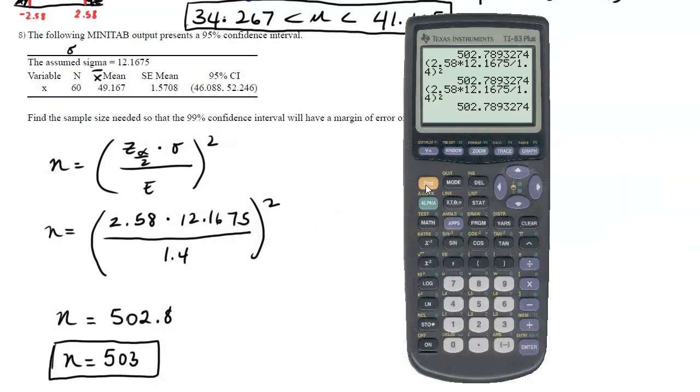If I do this problem and use 2.576 as my Z alpha over 2, times 12.1675 divided by 1.4, and then square that, I get 501.23, which rounds up to 502. So that's the discrepancy in that unit. If you round to 2.58, you'll get 503. If you use 2.576, you'll round to 502. So that's the discrepancy there.